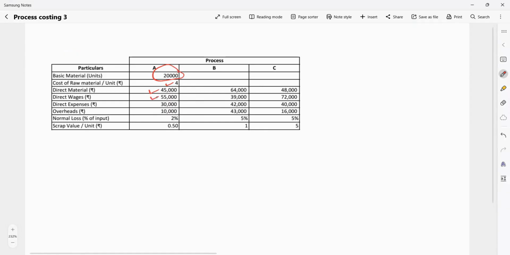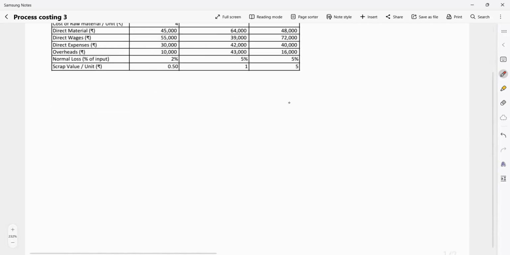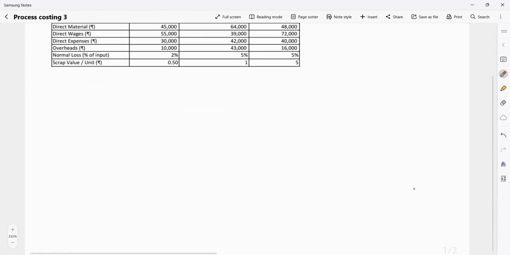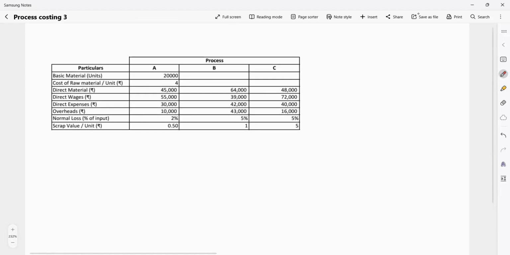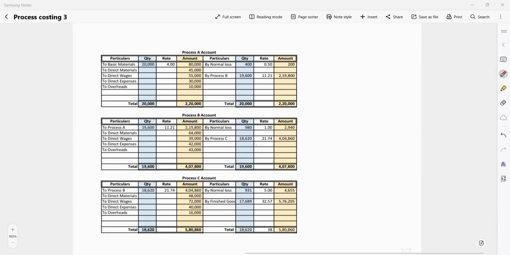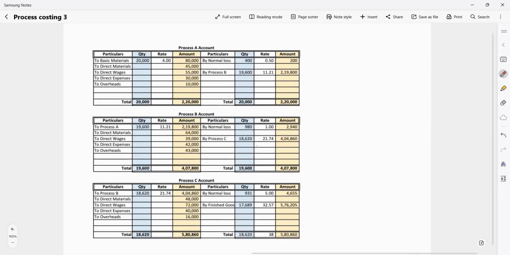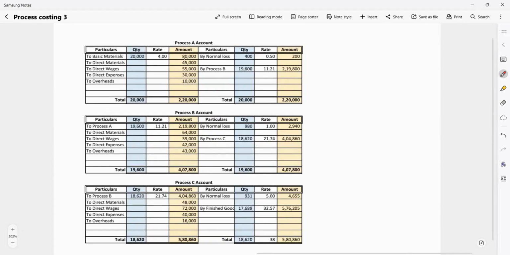Direct material, then direct wages, direct expenses, and overheads for process A, then process B, and then process C. And finally, the output of process C shall be transferred to finished stock. So let us solve it like question number 1 and 2: process A account, B account, and then process C account. So let us come to our solution.